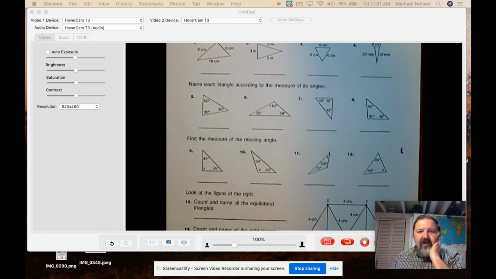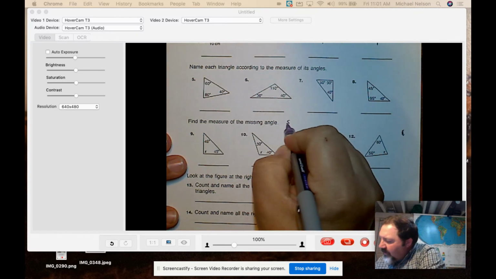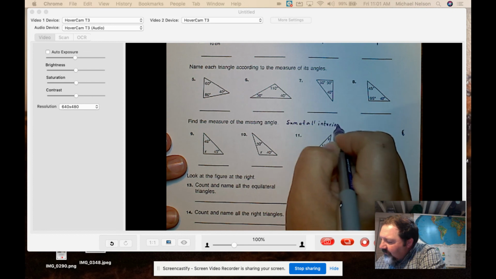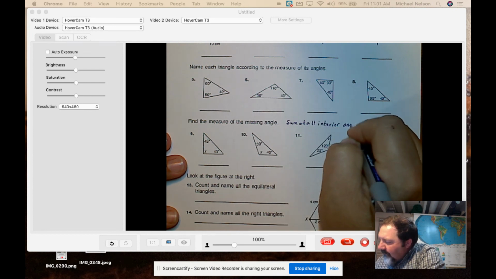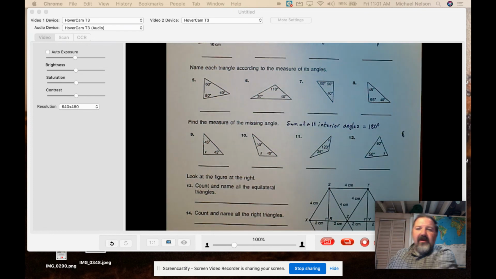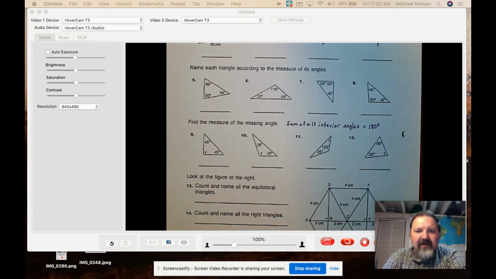Okay. Find the measure of the missing angle. This is where you use that information of the sum of all interior angles. Remember, interior just means inside. The sum of all interior angles equals 180 degrees. That might be kind of important to write that on there. If I see you've written that on there, I know you've watched the video, but that's not a requirement. Find the missing measure of the angle. We did this one already. You've got 45, 45. What would be missing was 90 degrees. That ends up being a right triangle.